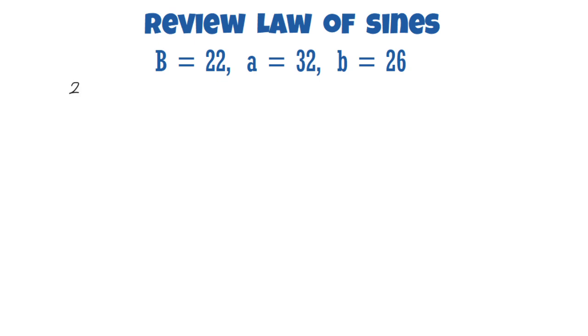So I'm going to start off, I'm going to say that's 26 over the sine of 22 is equal to 32 over the sine of angle A. Now I like to see this proportion at least, but after that you can show as much or as little work as you need to. I usually just type it in my calculator. So it's 32 times the sine of 22 and divide that by 26. Because I'm looking for the angle, I'm going to do second sine on that to get the angle measurement.